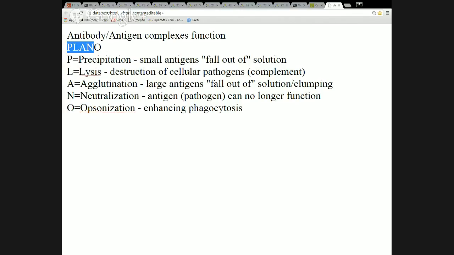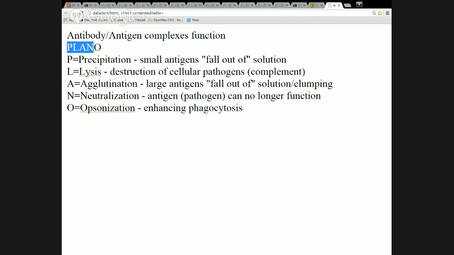The B cells are about humoral immunity, in that they release antibodies into our bodily fluids, which is what humor actually means, and mark them for these kinds of reactions. Okay, so either they're removed from solution, they're destroyed by complement through the classical complement pathway. Cellular antigens are agglutinated, and other antigens, usually pathogens, are neutralized.